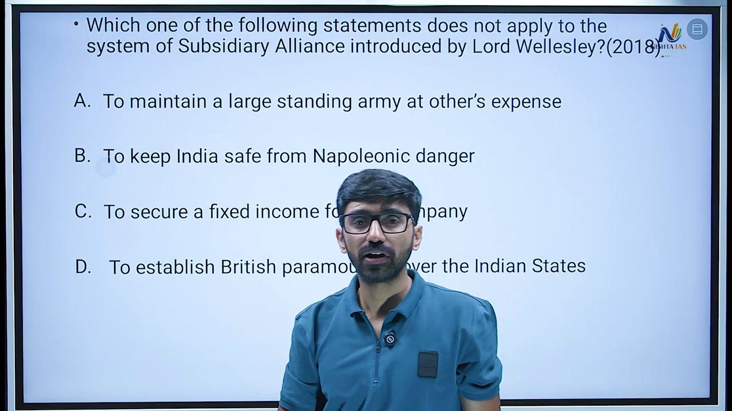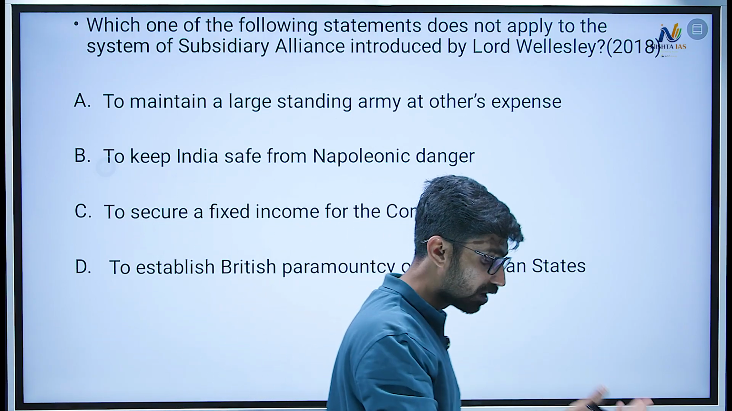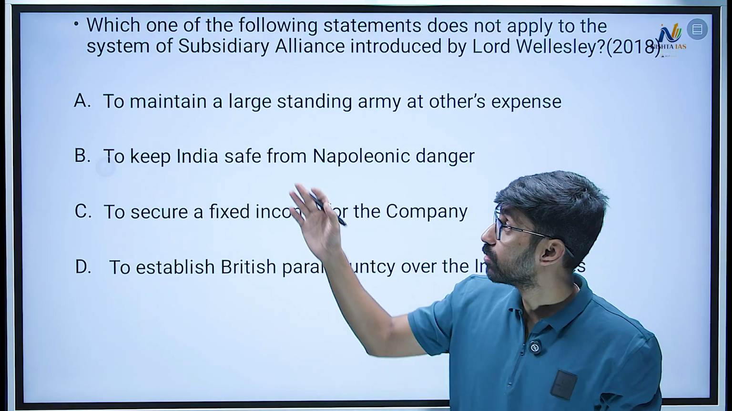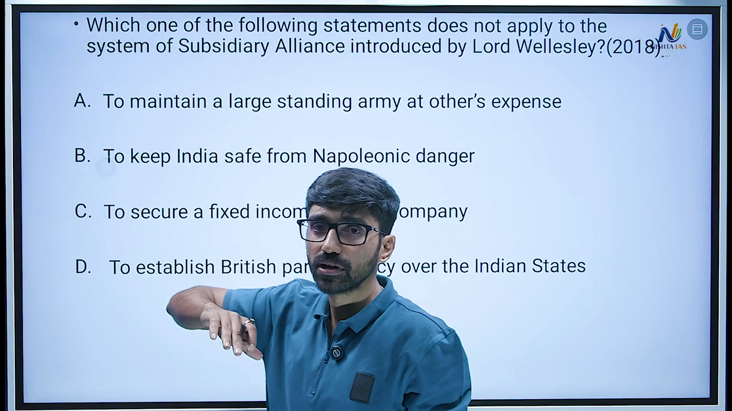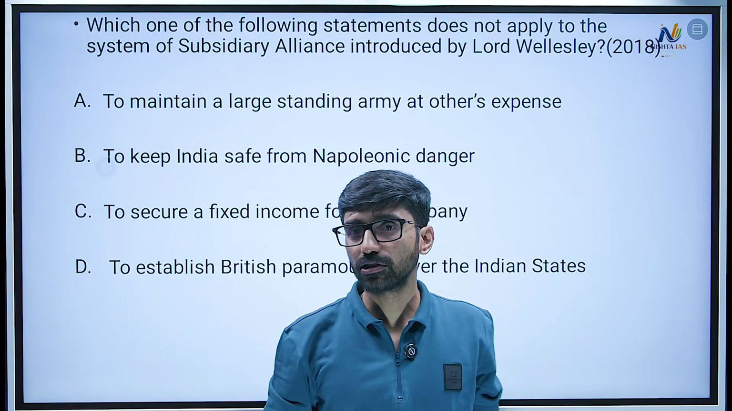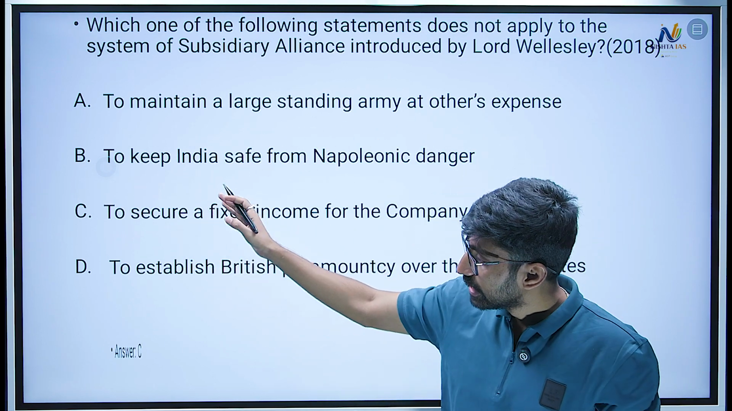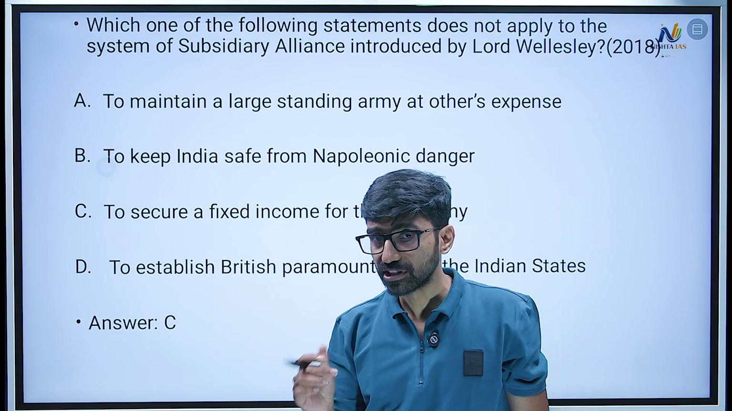And of course, how do you safeguard? What is the promise the Britishers made? That we are going to station our troops in your state. When they station troops, obviously the states which are getting the troops are the ones who are going to pay the money. And that is the reason: to maintain a large army at others' expense. So to secure a fixed income for the company, that is not there. So the answer is C, which does not apply.